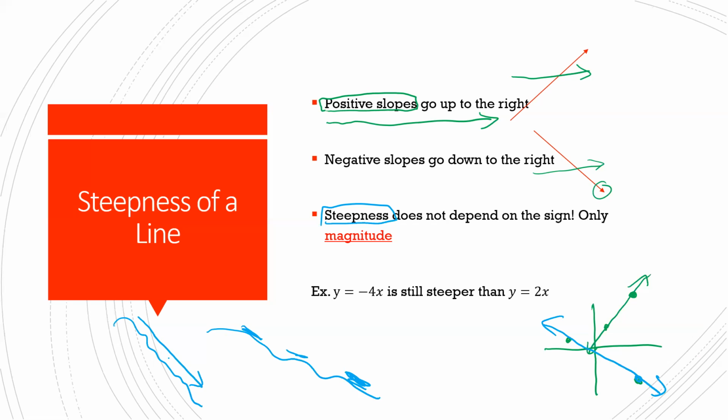So when you're looking at steepness, you don't actually care about the direction, right? If I were asking you about the steepness of this slope here, it doesn't matter that it's going down to the right. Because if you look at this, both slopes technically are negative, because it's going down to the right. But just because this is negative doesn't mean that it's a small slope.